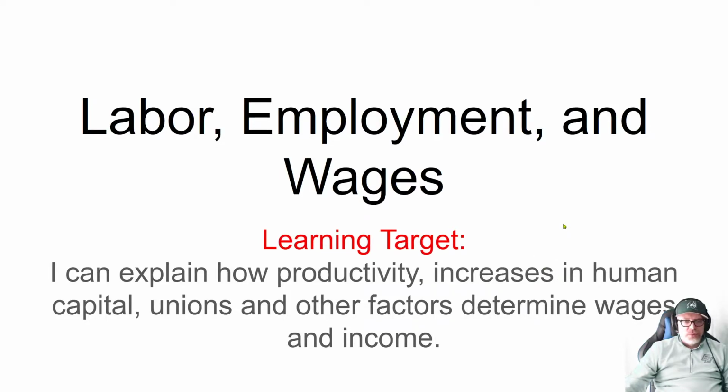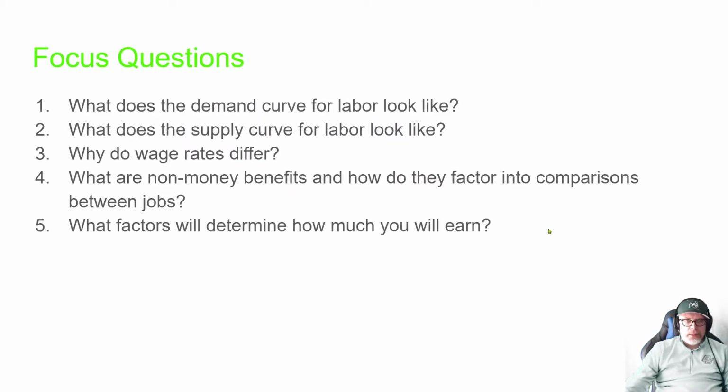All right, so we're going to continue on with economics. We've got labor, employment, and wages. When this is finished, you should be able to explain how productivity, increases in human capital, unions, and other factors determine wages and income. We have 5 focus questions that we're going to be looking at.